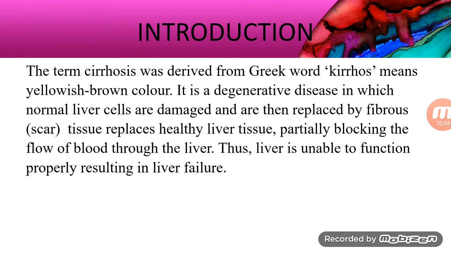So next let us move on to the topic. As an introduction, the term cirrhosis was derived from the Greek word kirros, which means yellowish brown color. It is a degenerative disease in which normal liver cells are damaged. That means, what is a degenerative disease? A condition that gets worse as time progresses, okay?